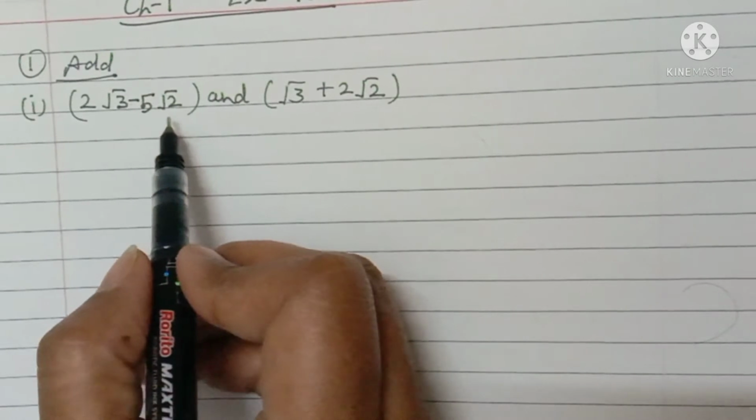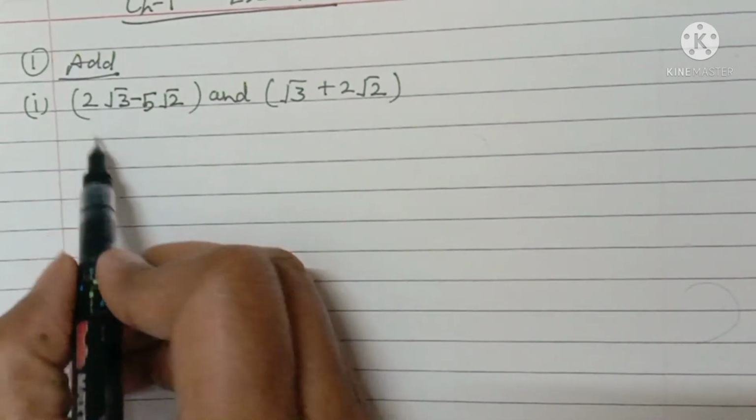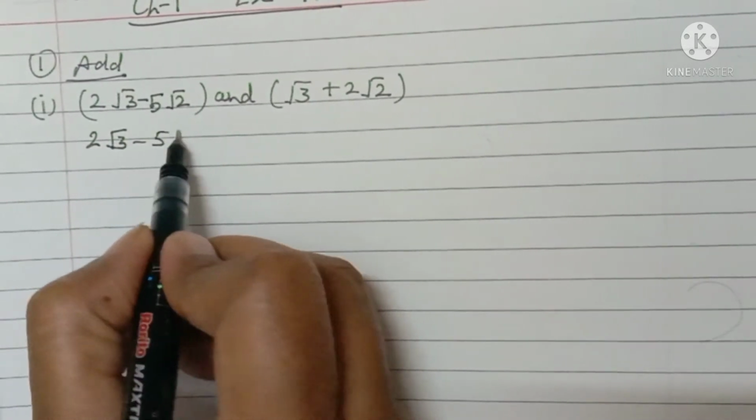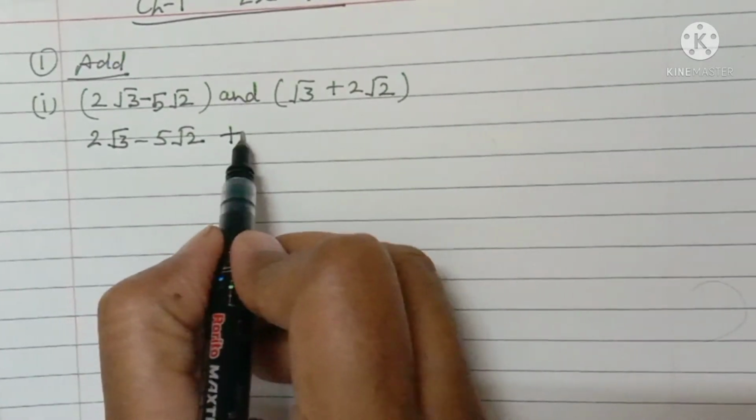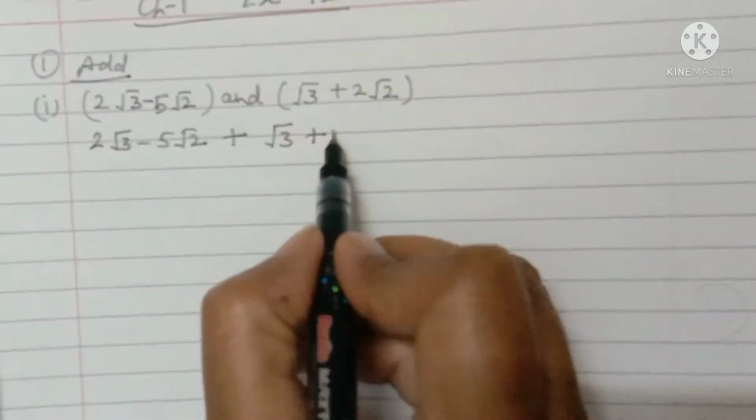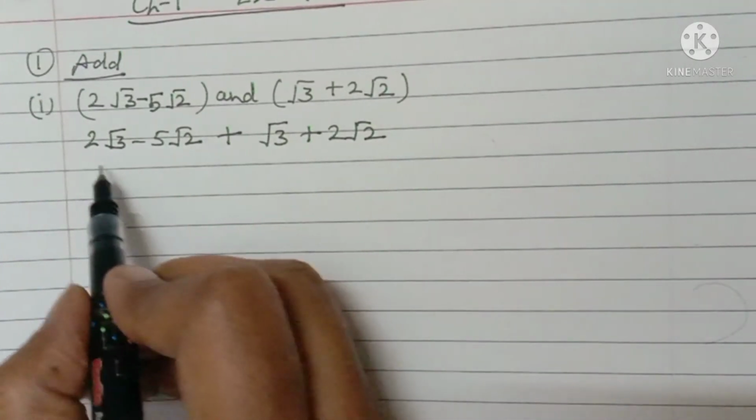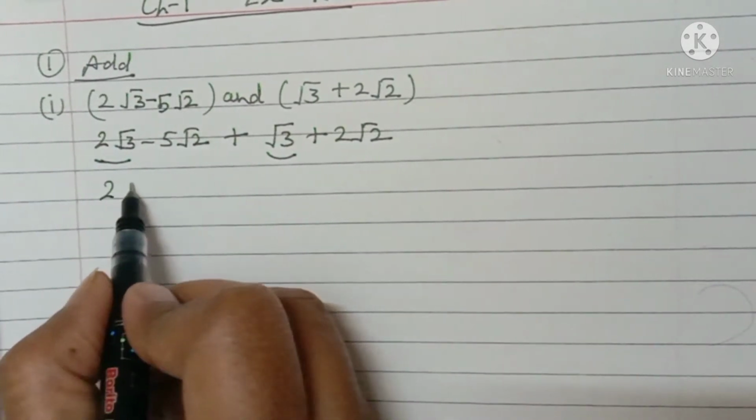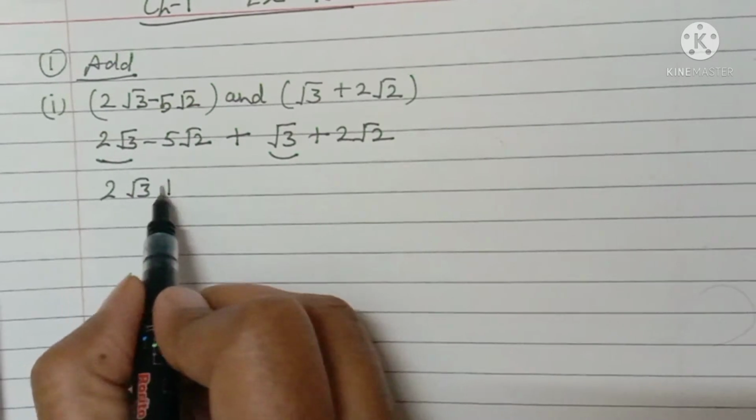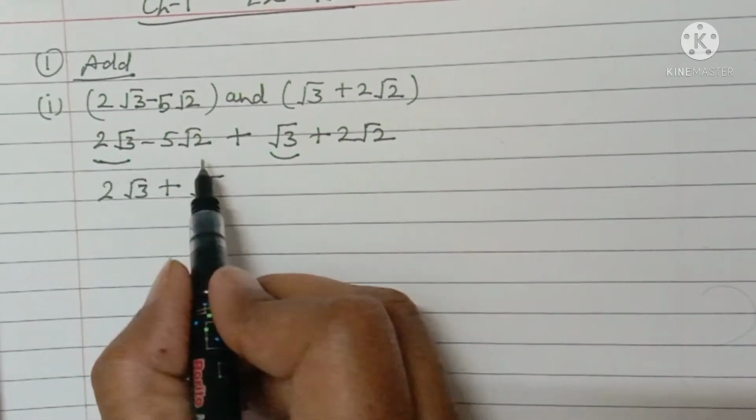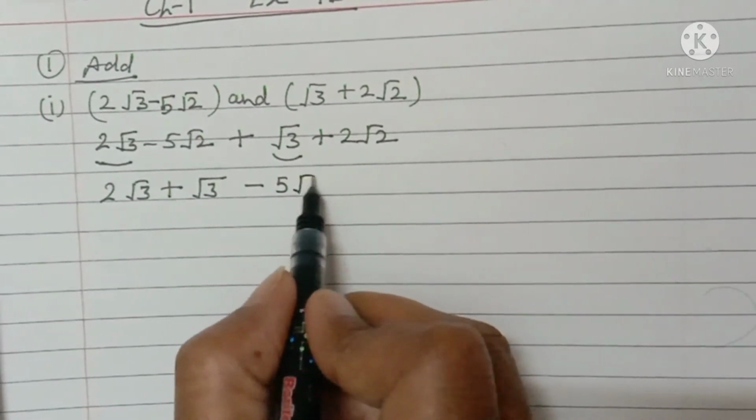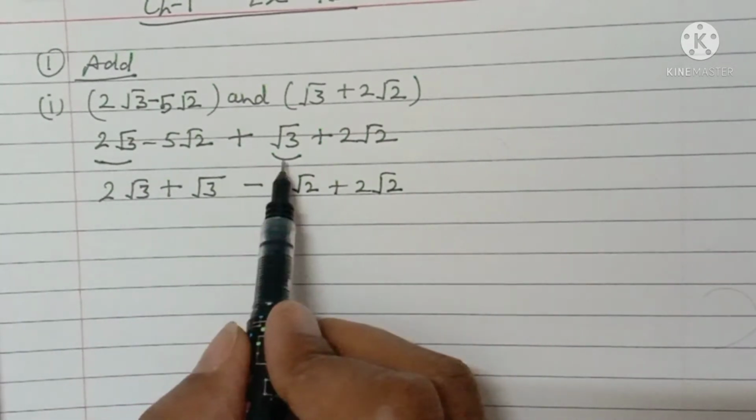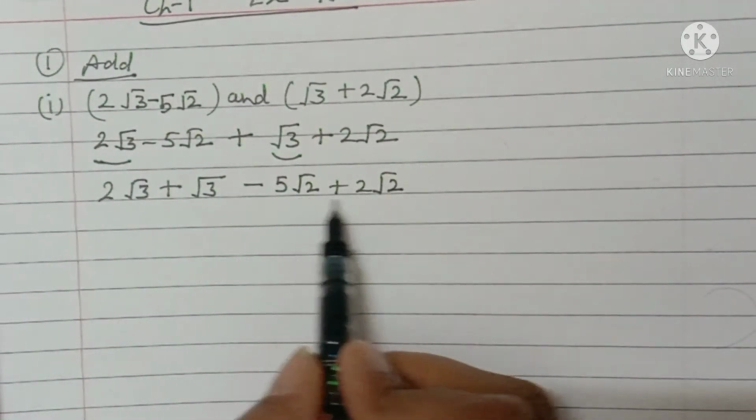First we make pairs of the same irrational numbers. Here you can write 2 root 3 minus 5 root 2, add, meaning plus, root 3 plus 2 root 2. Here this is root 3 and root 3. So group root 3 and minus 5 root 2 plus 2 root 2. These are the same groups: the root 3 group and the root 2 group.